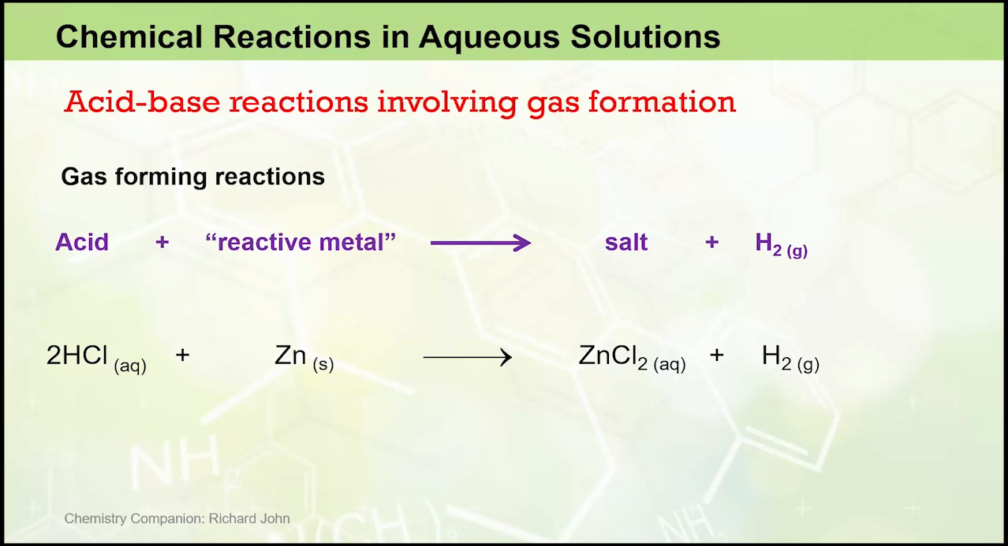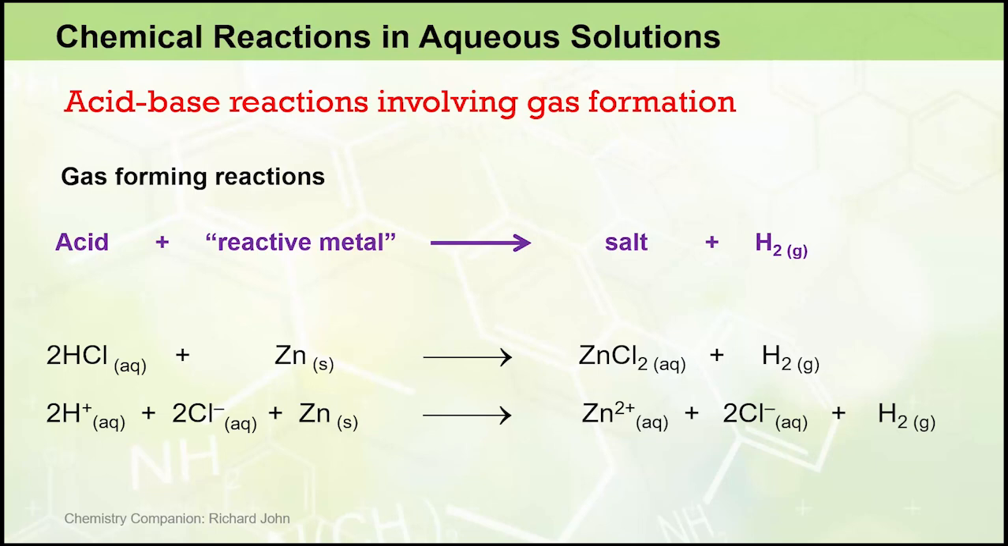We can also write out the full ionic equation by separating out the individual ions for all strong electrolytes present. We can identify and cancel out spectator ions to get to the net ionic equation of 2 H+ ions plus zinc metal produces the Zn2+ ion and elemental hydrogen gas.